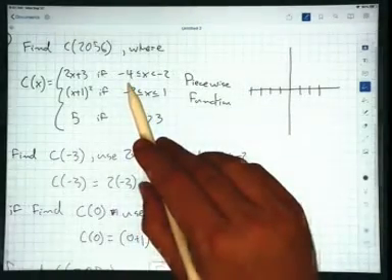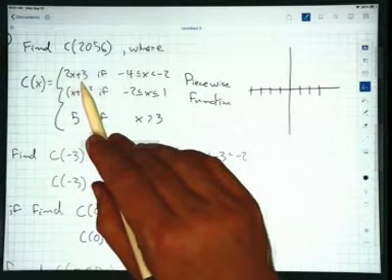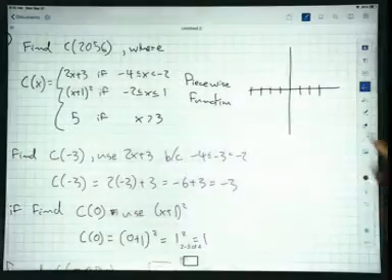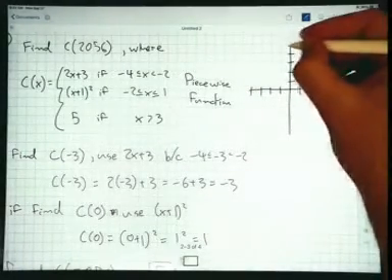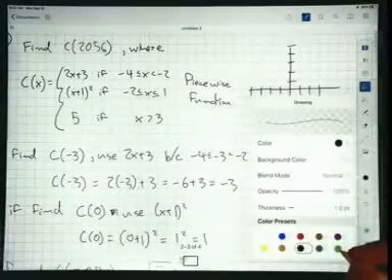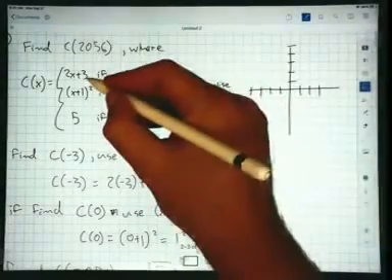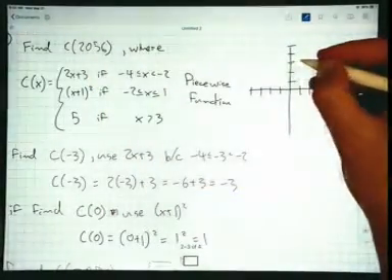So everywhere from negative 4 to negative 2, the function is 2x plus 3. Now we're about to start graphing functions, but I think y'all should have a pretty good grasp on graphing linear functions. The 3 means we go up to 3.